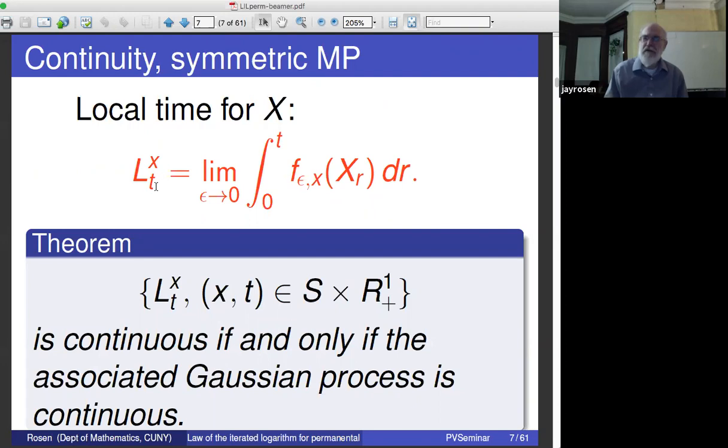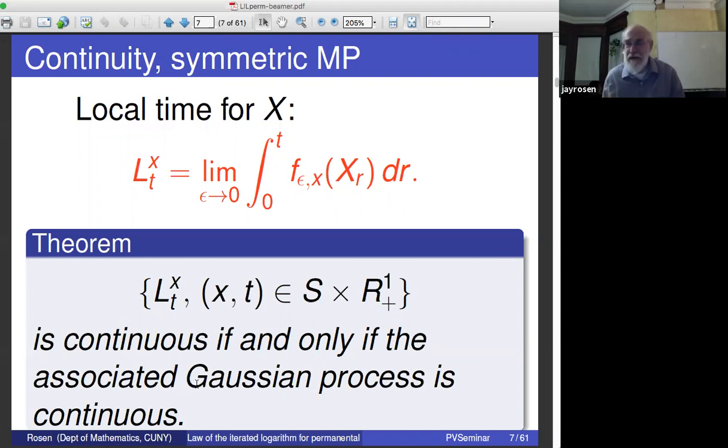Well, we define for the Markov process the local time at some little x. Here f epsilon x is an approximate delta function. So you should think of this as the amount of time the process spends at x up till time t. And it's well known that for Brownian motion, this local time is continuous. It's jointly continuous, but it's continuous especially in x. And for a long time, people knew Brownian motion and some variations of that, but then Michael Marcus and I proved the following theorem, that the local time is continuous if and only if the associated Gaussian process is continuous.